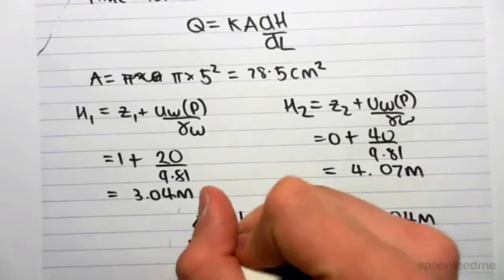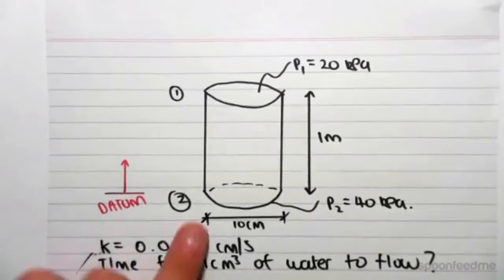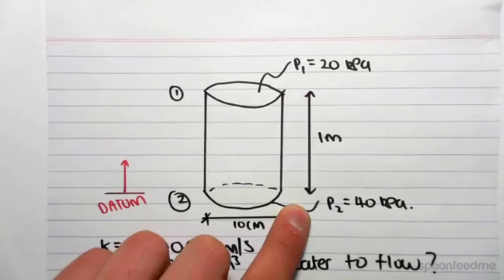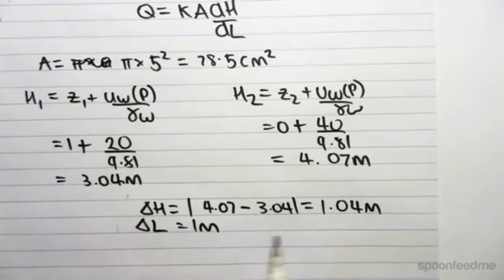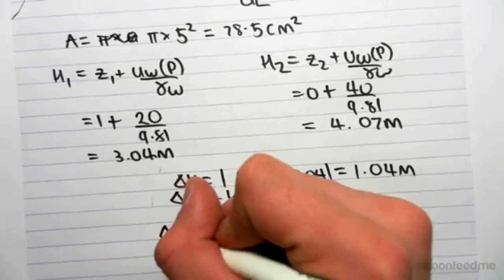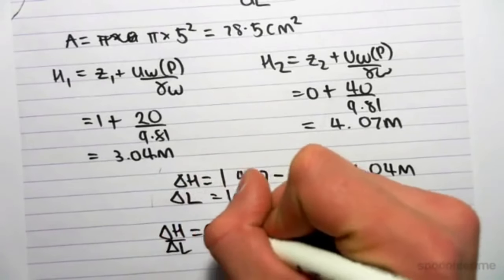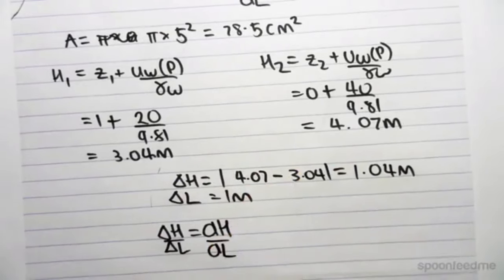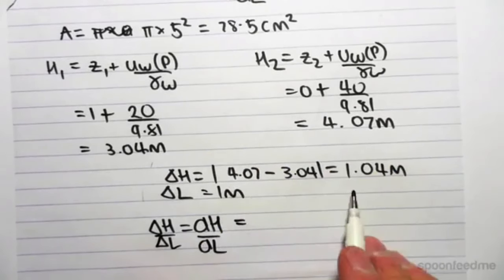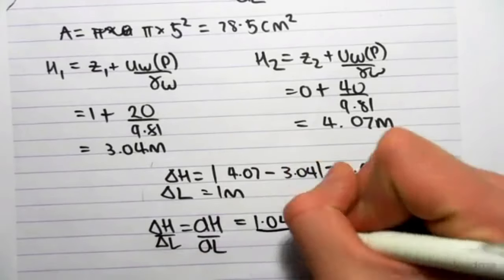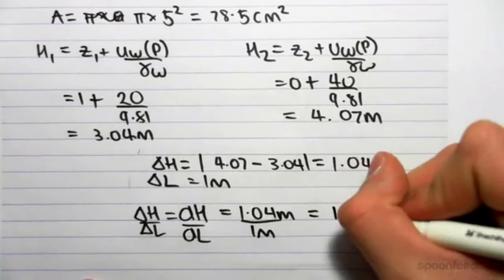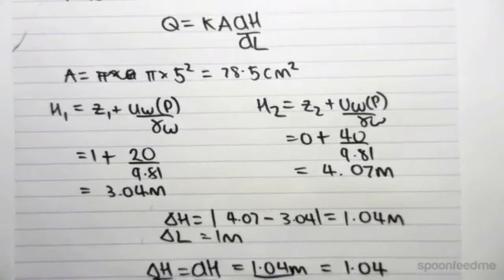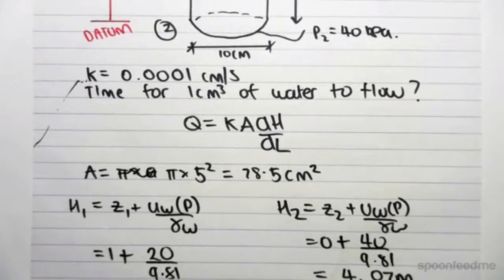We get an answer of 1.04 meters. Our change in length from point 1 to 2 is simply 1 meter. Once again, I have to keep my units consistent. I'm dealing with meters and meters. I can now find my change in H on change in L, or dH on dL, which is my hydraulic gradient. So the change in H was 1.04 and the change in length was 1 meter, which means my hydraulic gradient will just equal 1.04. Okay, so I found everything I need. I know K, I know A, and I know dH on dL.